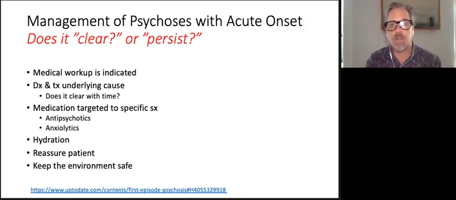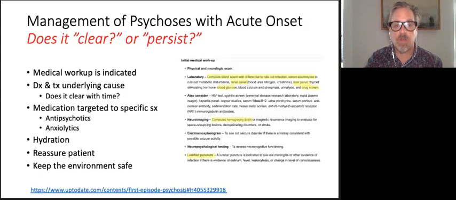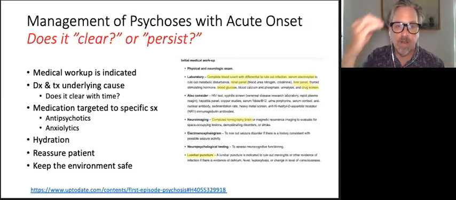And we want to make sure that the environment is free of any objects that the patient could use to harm themselves or the people around them. The vast majority of people with psychotic disorders are not violent, but you can imagine if somebody is very afraid and afraid that they're trapped, they might use an object to try and save themselves or to prevent themselves from being harmed. The medical workup for psychotic symptoms, I'm going to list them here.